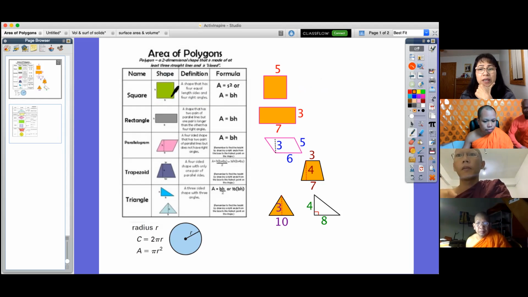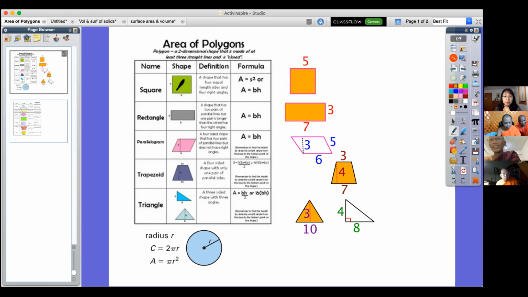Okay, so a square has all sides equal. A rectangle, okay? Square, rectangle, parallelogram with shape like this. Trapezoid. Triangle, this one or that one.